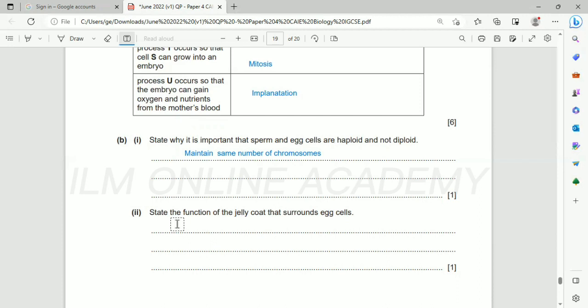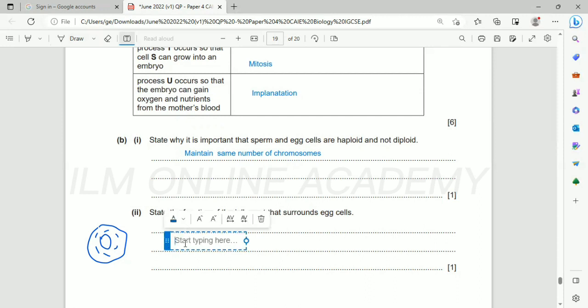So state the function of the jelly coat that's around the egg cells. Now consider this the egg cell, just a minute. Okay, and this is the jelly coat surrounding it. Now this jelly coat around the egg cell actually prevents more than one sperm cell from fertilizing one egg. As soon as one sperm cell fertilizes this egg, the jelly coat is going to get hardened up so that no other sperm cell enters this jelly coat and fertilizes the egg that has been fertilized by one sperm. So to prevent more than one sperm to fertilize an egg.